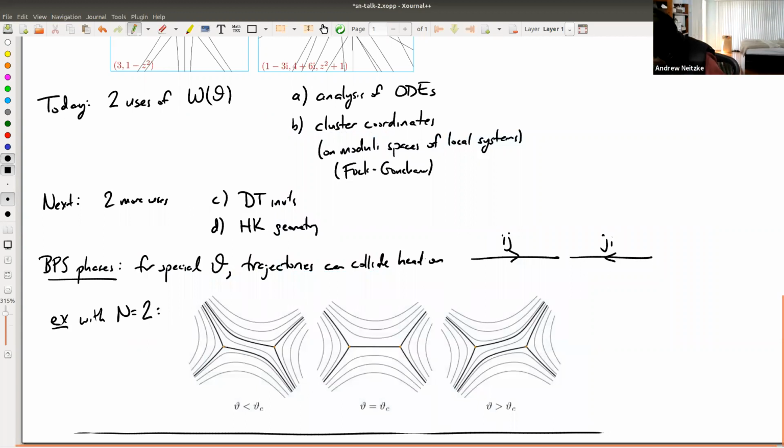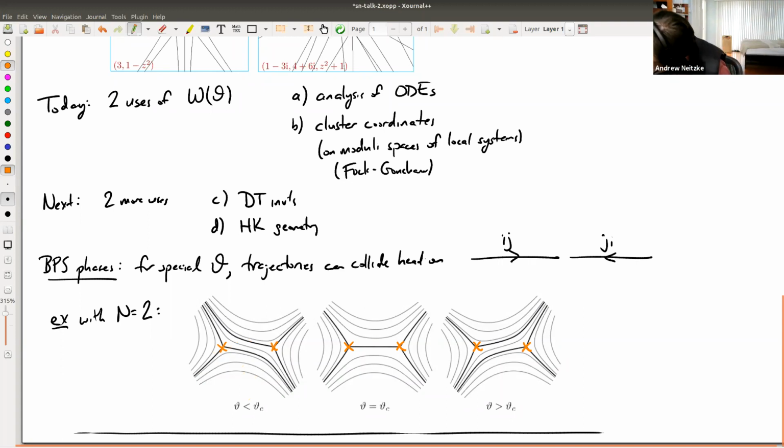Here with n equals 2, I have a quadratic differential that has these two zeros here and here. And here I'm showing, in light gray, the generic leaves of this foliation. And then in black, I'm showing the leaves that are actually part of the spectral network, the critical trajectories of the quadratic differential. So what you see is that for generic phase, I just have three trajectories that come out of each branch point and travel somewhere.